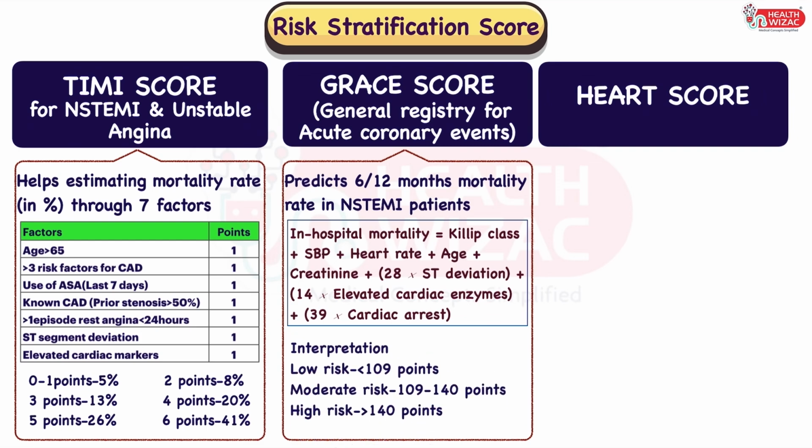Interpretation of GRACE score is as follows. GRACE score of less than 109 points indicates low risk. GRACE score of 109 to 140 points indicates moderate risk, whereas GRACE score of more than 140 points indicates high risk.